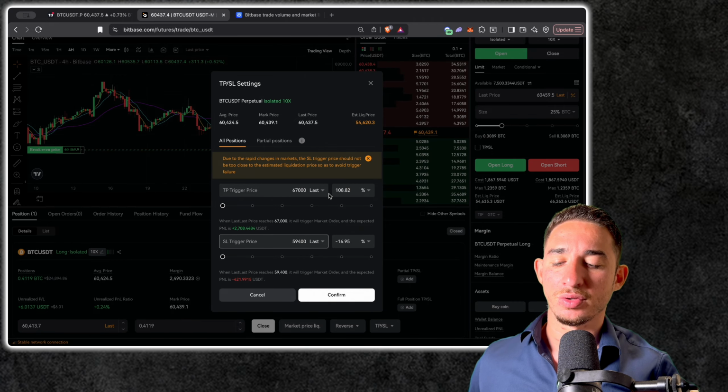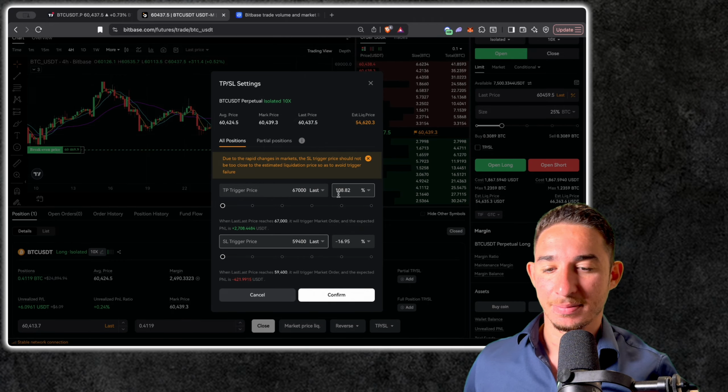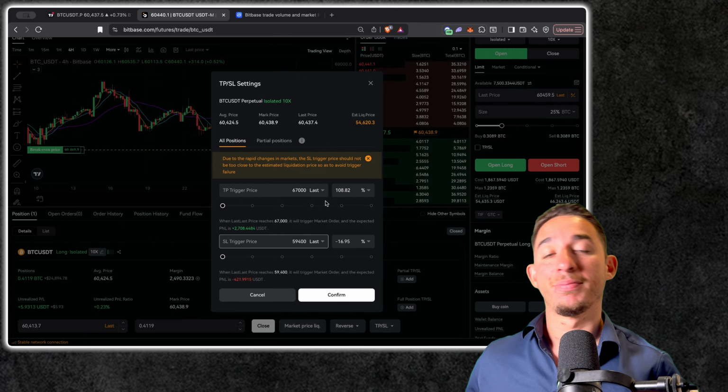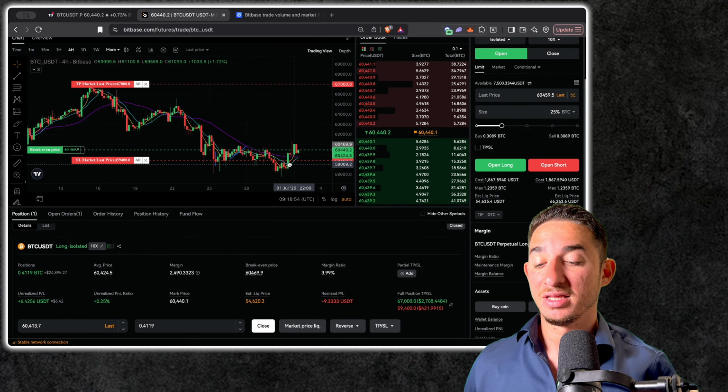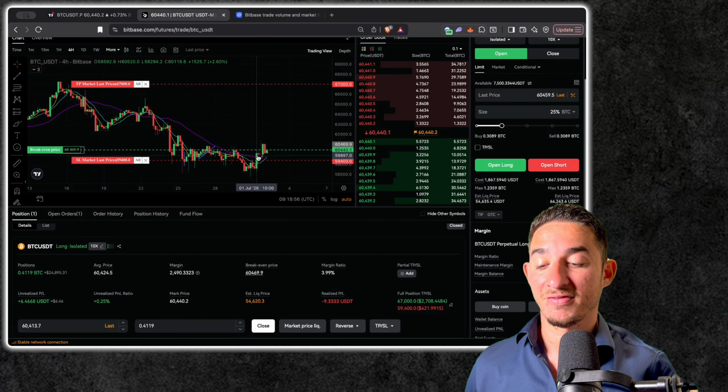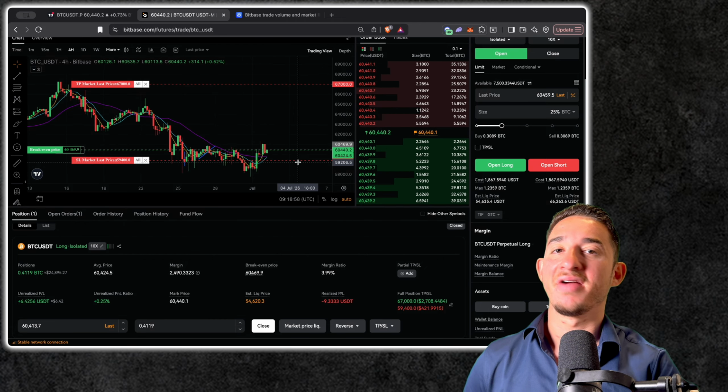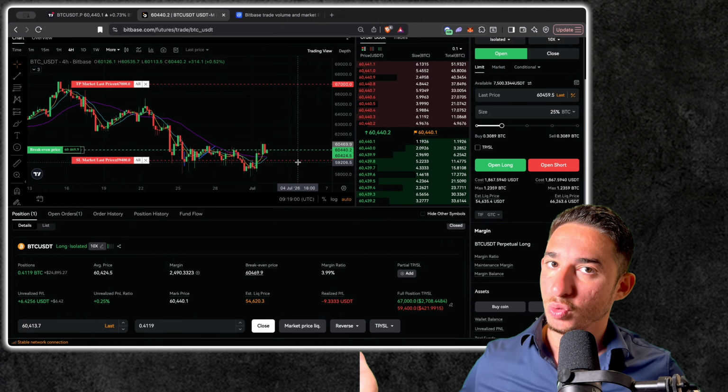And of course, if we have a look right here, it would be a 108% win. So this is a pretty good risk to reward. We're going to go ahead and confirm that. And then you guys can see right here, this is our tight stop loss with our profit. That means anything that goes below that, we're never going to lose more than $421.